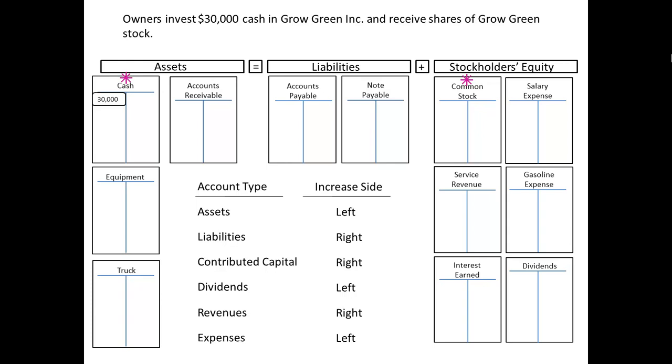The third question is, did this transaction cause Grow Green's common stock account to increase or decrease? Since Grow Green issued shares of its stock, the common stock account increased. So we will record the $30,000 on the increase side or the right side of the common stock account. The beauty of the left-right system is that as long as you record an amount on the left side of any page and the same amount on the right side of any page, the accounting equation will stay in balance.